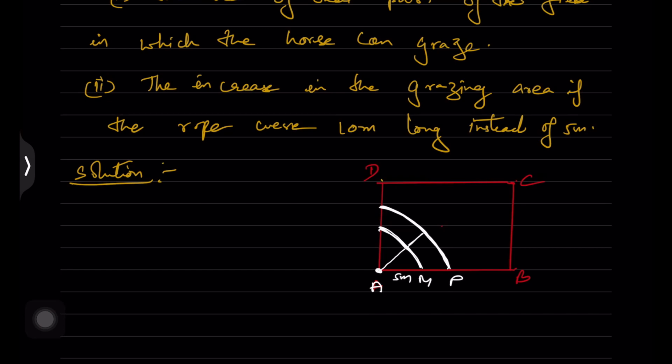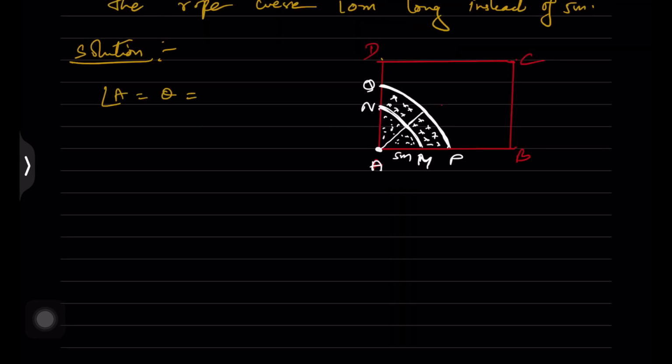AM, MN, PQ, we will take these. This is a different area, and this is a different area. The horse is tied at A. So if it completely pulls itself and rotates, it will form a circle. Angle A of the square is equal to 90 degrees. R1 is equal to 5 meters.